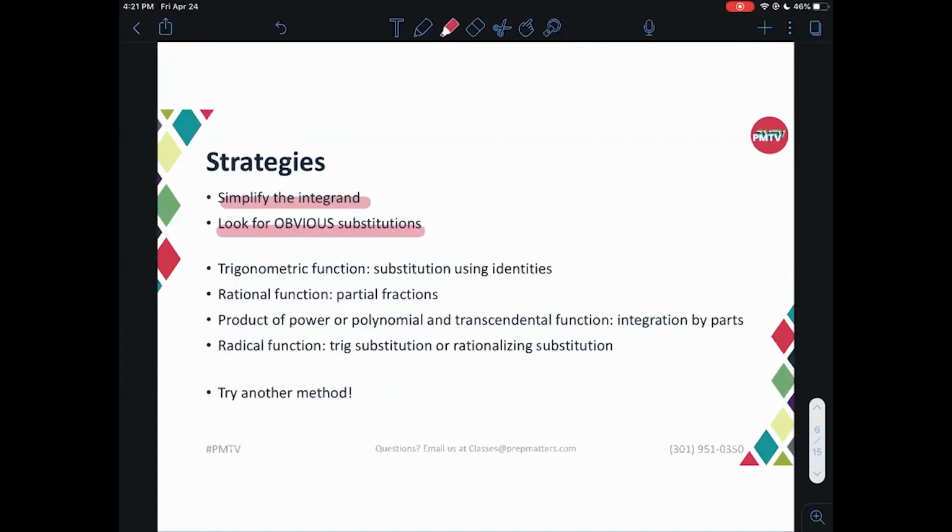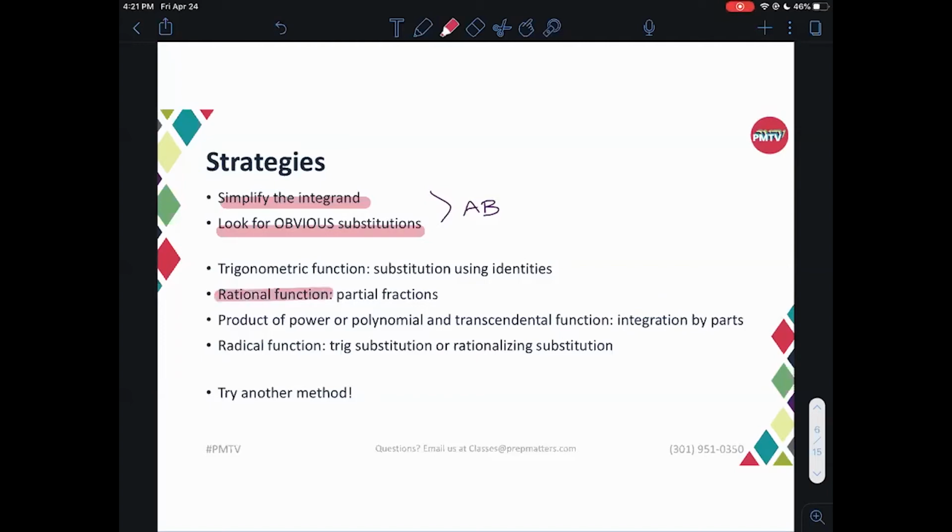Then look for obvious substitutions. And what I mean by that is that U substitution that we talked about in the last session. If, for instance, you have under a square root sign an x cubed, and then outside of a square root sign you have the 3x squared. You have that derivative. Look for those obvious U substitution situations. Those are the AB type integration skills. If those don't help us, if those don't give us anything to really work with, that's when we can turn to these harder things.